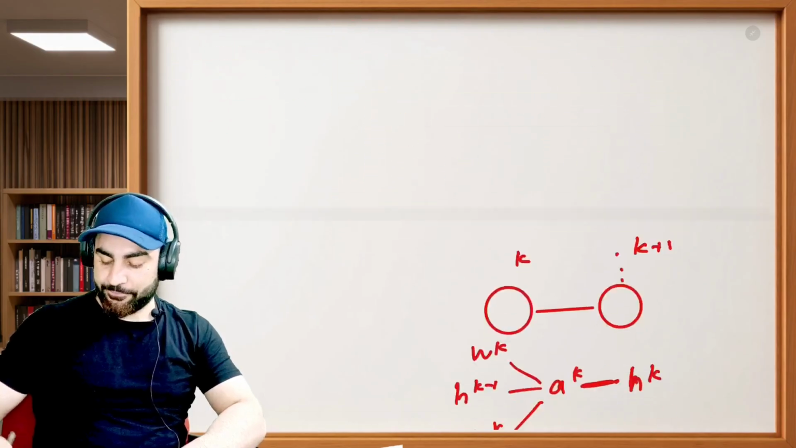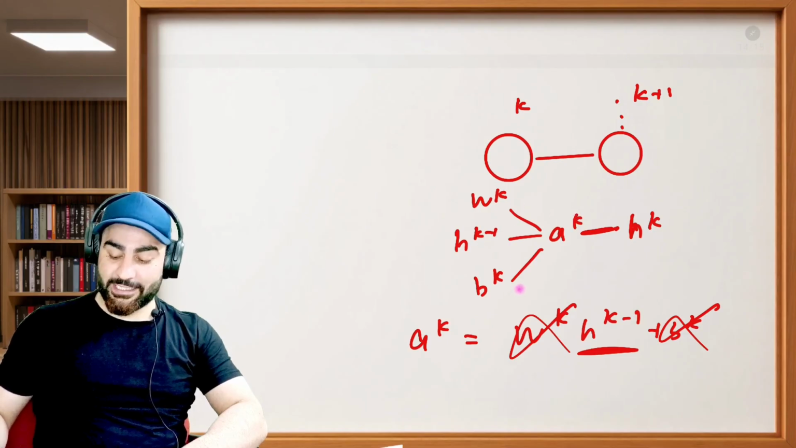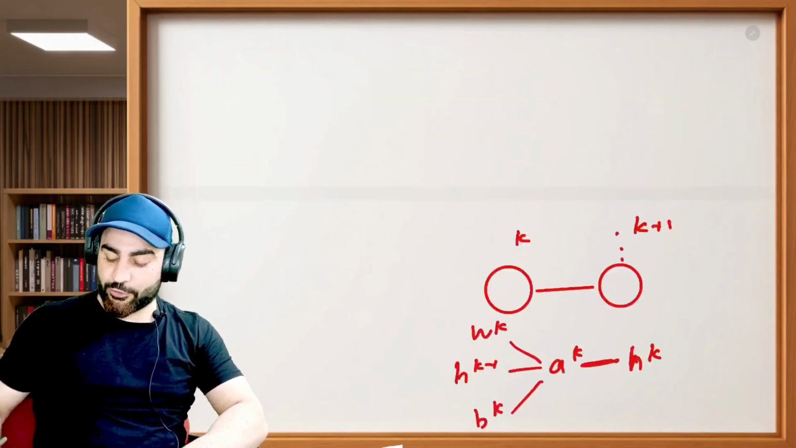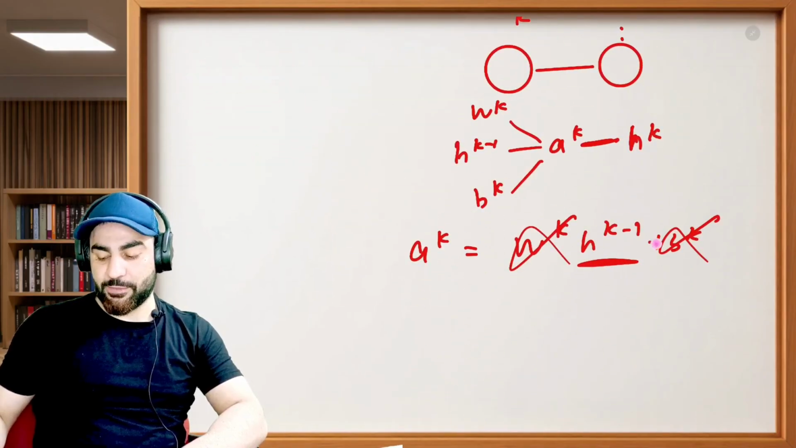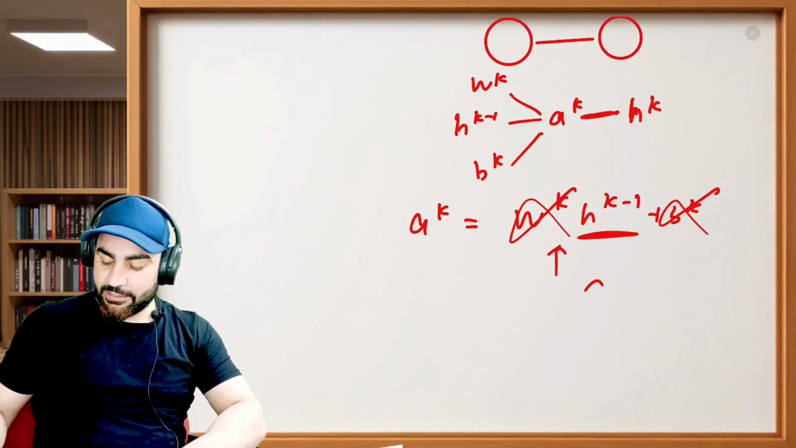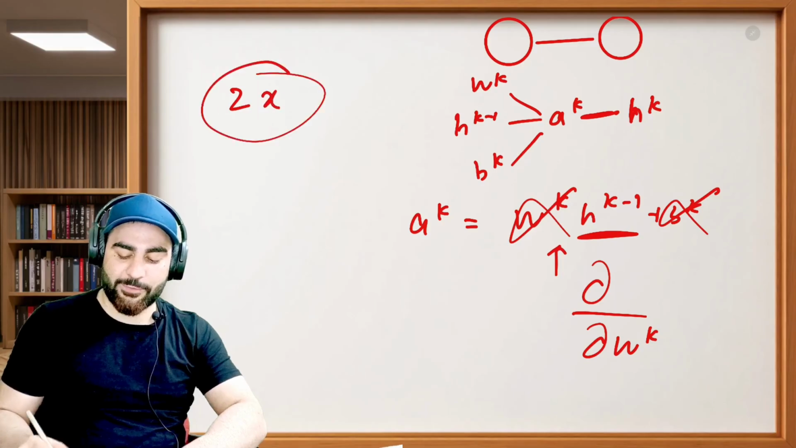If you see this again, h_k we got from a_k, and a_k we got from these three things. When you take the derivative of this whole term with respect to h_k, this is what we had to do. This partial derivative, this is constant, so this will go to 0. And when you take the derivative of this thing by W_k, you will be left with only h_{k-1}, and this thing will go to 1. It is something like this: if you have 2x and take the derivative with respect to x, you will be left with 2.